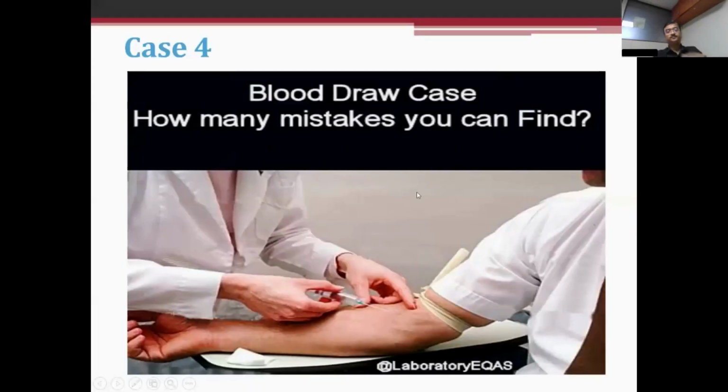Now case 4. Look at this. How many mistakes can you find? It should have been an interactive session, but still I'm giving you some time. With your own mind, find out some of the problems and let me know what you have found. I cannot know what you have found, but you shall judge yourself. I can at least identify several problems.